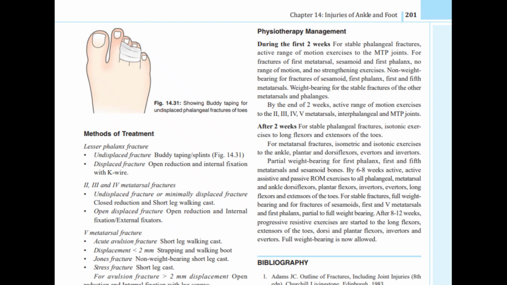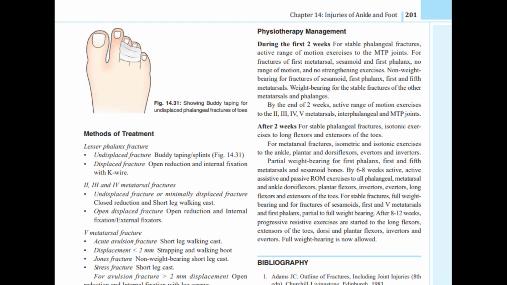By the end of 2 weeks, active range of motion exercises to the second, third, fourth, and fifth metatarsals, interphalangeal, and MTP joints. After 2 weeks, for stable phalangeal fractures, isotonic exercises to the long flexors and extensors of the toes. For metatarsal fractures, isometric and isotonic exercises to the ankle plantar and dorsiflexors, everters and inverters. Partial weight bearing for first phalanx, first and fifth metatarsals and sesamoid bones.